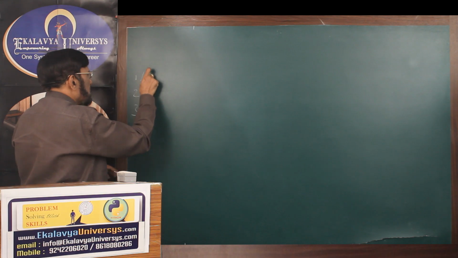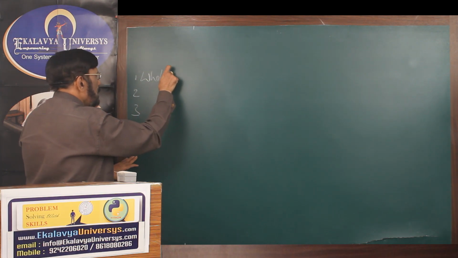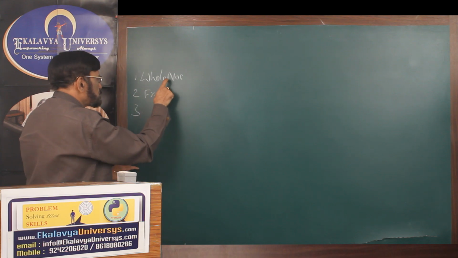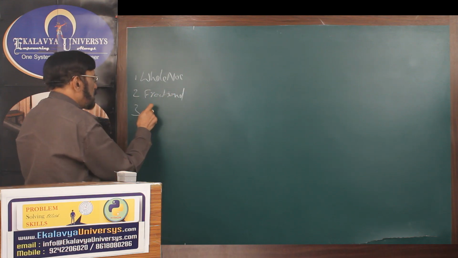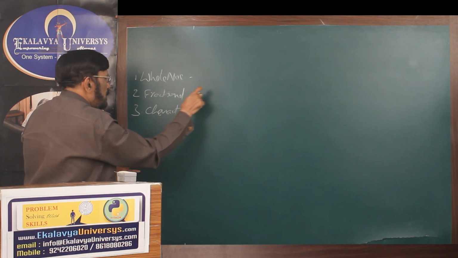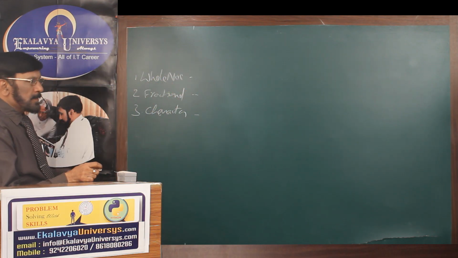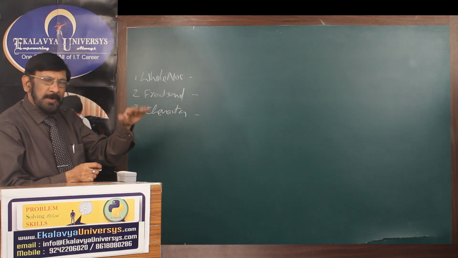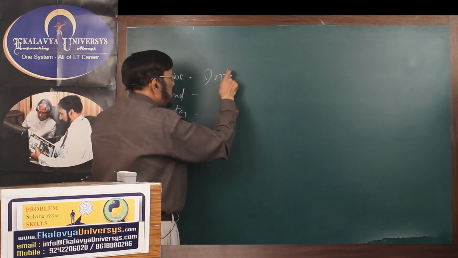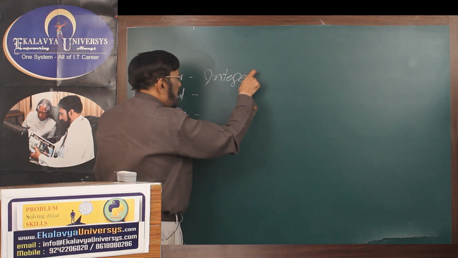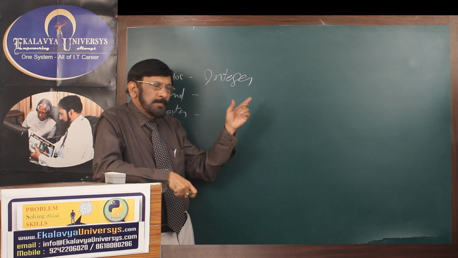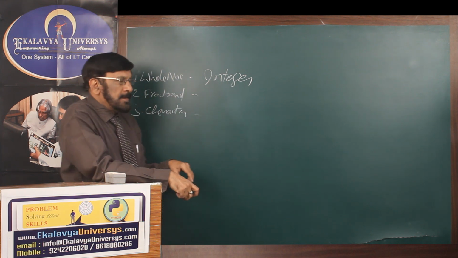First type is whole numbers. Second is fractional numbers. Third one is a single character. Okay, only three types I am taking, with reference to C. More or less this is applicable to Python also. Whole numbers we call integers. Whole numbers means not only positive whole numbers but also negative whole numbers, including 0. That is called an integer.